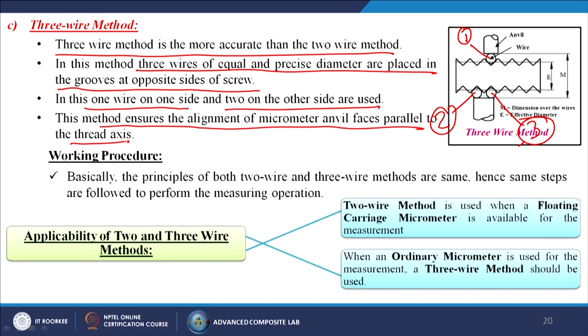Now, what is the working procedure? Basically the principles of both 2 wire and 3 wire methods are same, hence same steps are followed to perform the measuring operations. So, what is the applicability of 2 and 3 wire methods? 2 wire method is used when a floating carriage micrometer is available for the measurement. When an ordinary micrometer is used for the measurement, a 3 wire method should be used. So, these all are the applications.